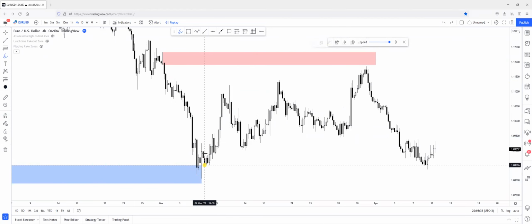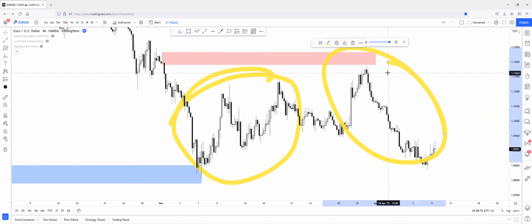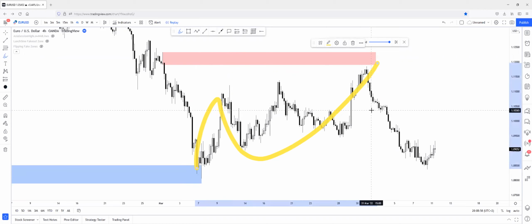There was a change of character, tap of the demand zone that has caused a change of character, continuation break of structure to the upside, higher time frame change of character right here, liquidity split movement to the upside. I'm talking this fast about this movement because we don't really care about this price action region. We'll care about this price action region, but I just want to go through every single price action.